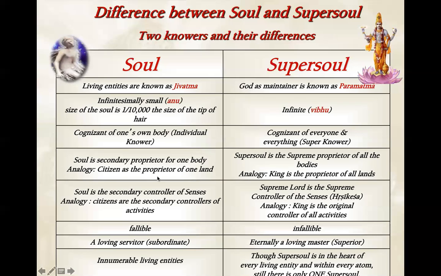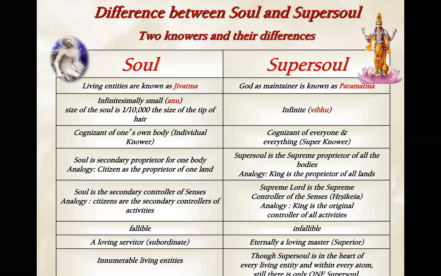The soul is the secondary proprietor for one body. So we are like the caretakers or the tenants in this body, if you like. We are fallible, which means we can make mistakes. We can be cheated. We can cheat like that. And our position is that we are subordinate, loving servants. And there are many, many jivatmas, innumerable, unlimited. And the jivatmas in this world are less than a quarter of all the jivatmas in the whole of creation, including the spiritual world. So we are a minority.